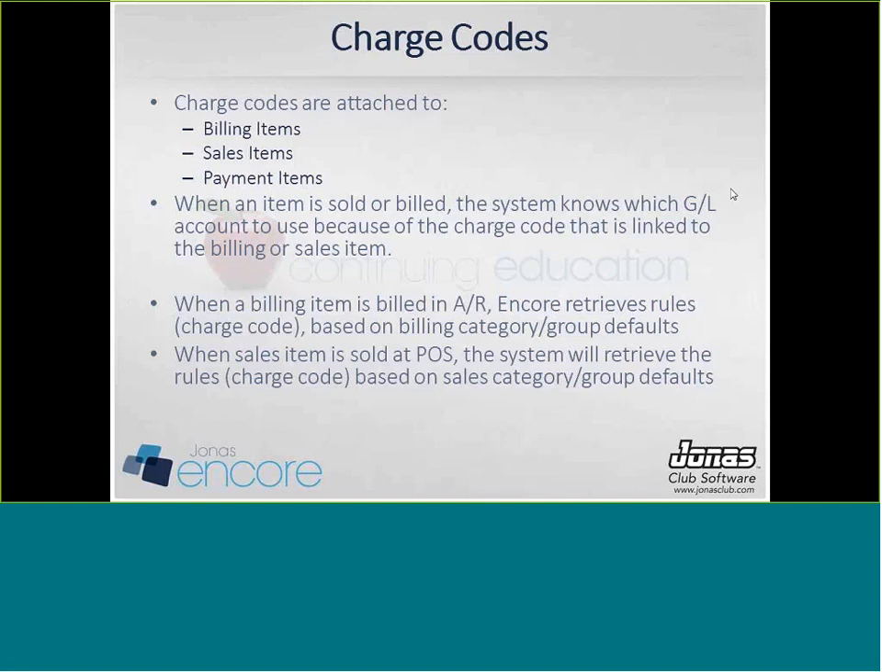Behind all those payment items, there's also a charge code that again triggers the general ledger account to allocate that money to. When an item is sold or billed, the system knows which GL account to use because of the charge code that's linked to that billing or sales item or payment item. So the charge code is behind every single item that would occur in a transaction, and that's how the system knows what GL entry to post.